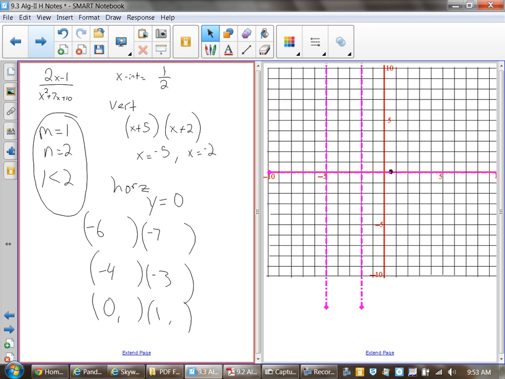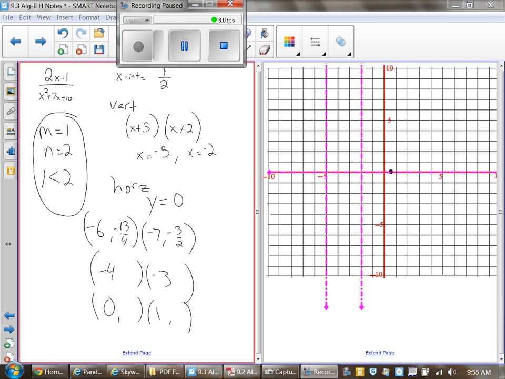Okay? So let's do this. You guys do -6, -7. You guys do -4, -3. You guys do 0 and 1. All right? And we'll just try and substitute in our values and see what we get. And remember, your fractions are probably going to be ugly.